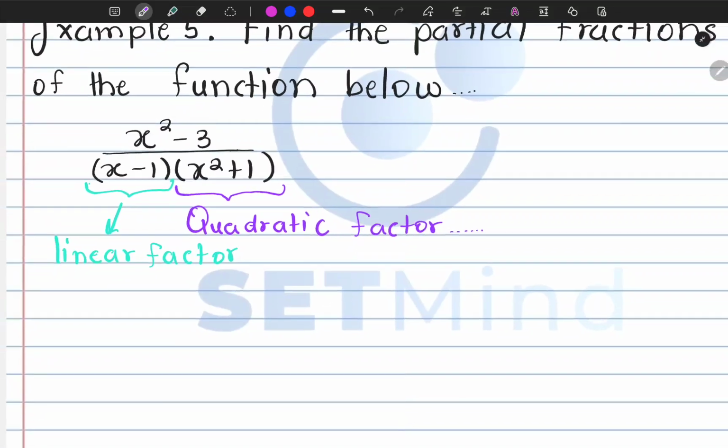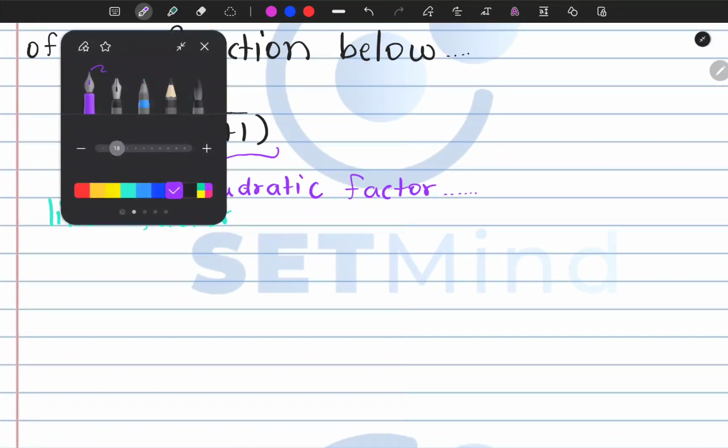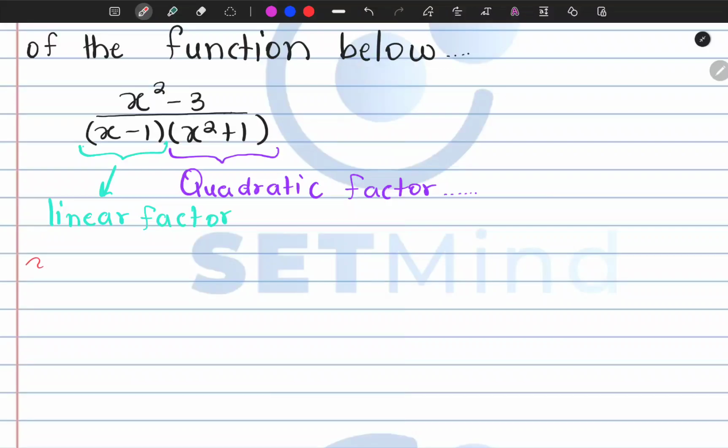So let's go ahead and deal with this. What I want you to remember is that when we have a quadratic factor, on top of it we always put a linear factor. So now what we are going to do is split the function into its partial fractions.